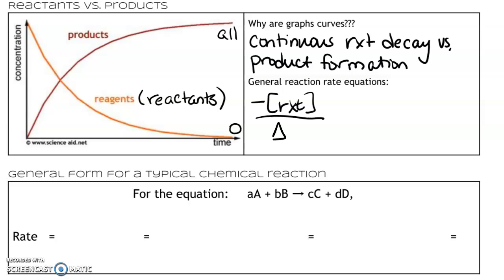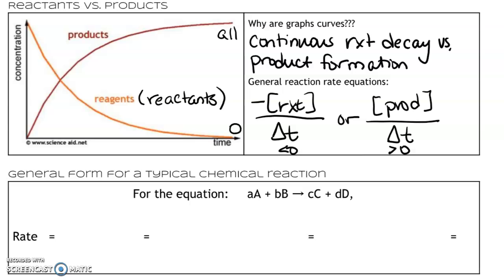Okay, so our general reaction rate equations can be written as the loss of the concentration of reactants over the change in time. Or we can talk about the positive occurrence or formation of product concentration over change in time. The main thing is that your reactant values are going to be referring to something that's less than zero, and your product values are going to be a positive number.